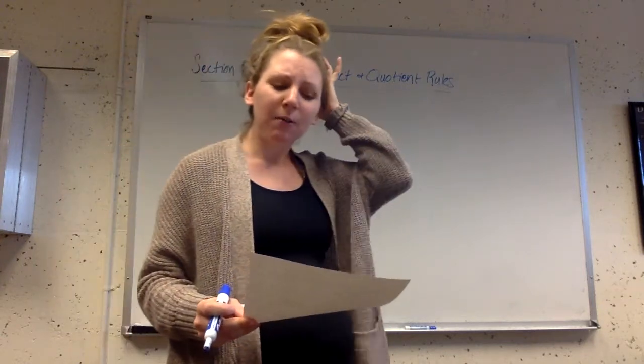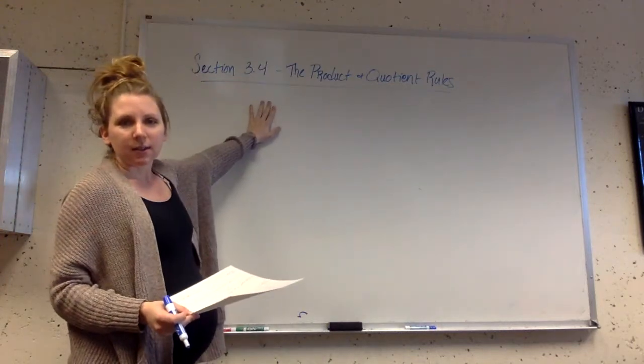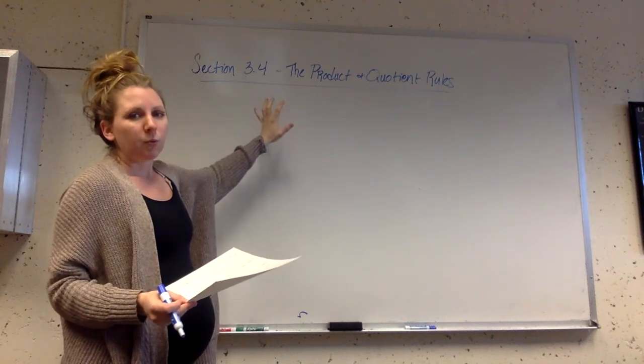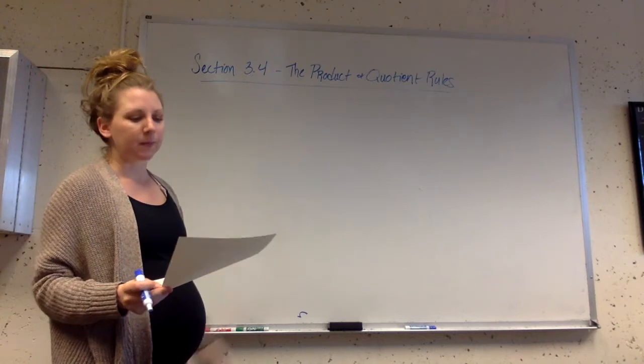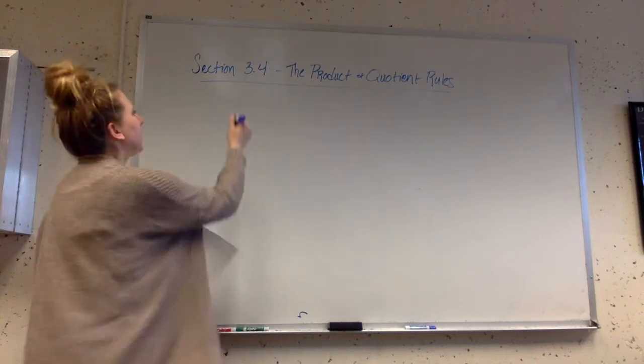So I wanted to talk about section 3.4, which you can see I've written is the product and quotient rules. I just wanted to briefly go through what the rules are and do a couple examples for you. Okay, so the product rule has a very specific format.